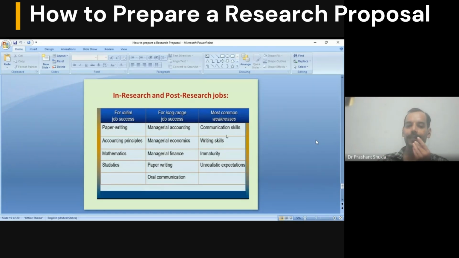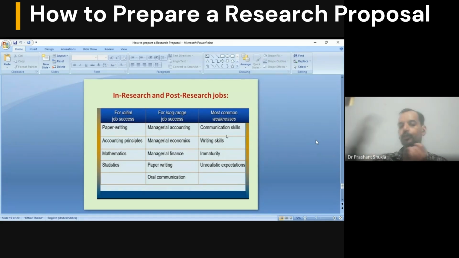Once you have completed your research proposal, there are two jobs which I would recommend. For initial success in your job as well as in research, you should side by side also go for paper writing. It will polish your style and your competency of writing.